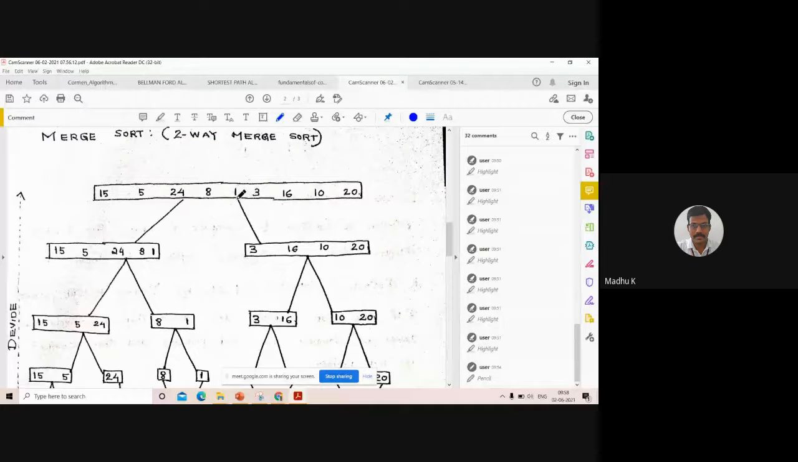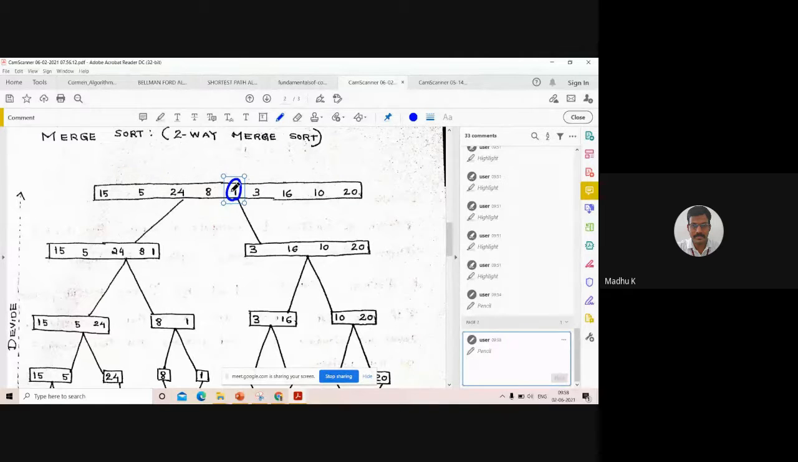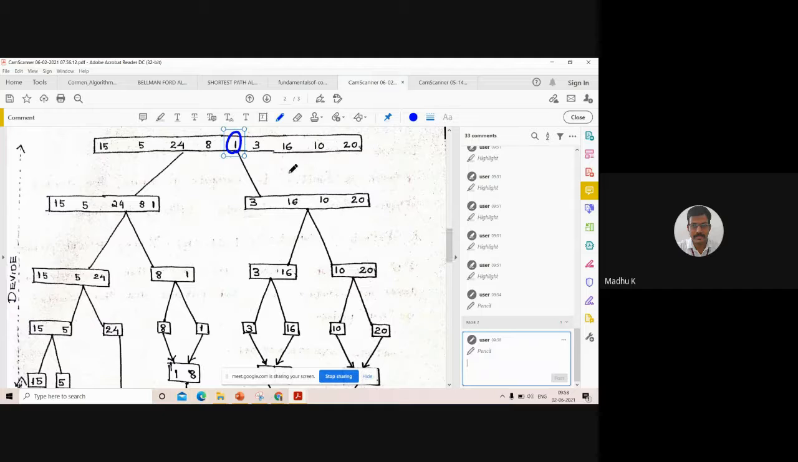So this is the mid value. Then we will divide it into two. One is 15, 5, 24, 8, 1, and another is 3, 16, 10, 20. Okay. So we will divide the problem in this way.